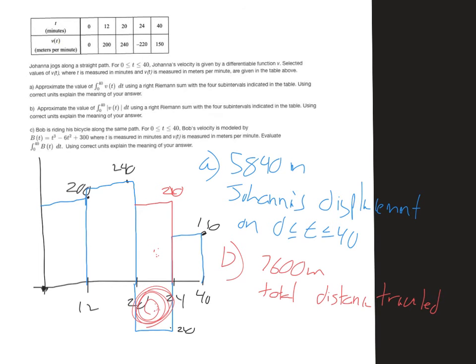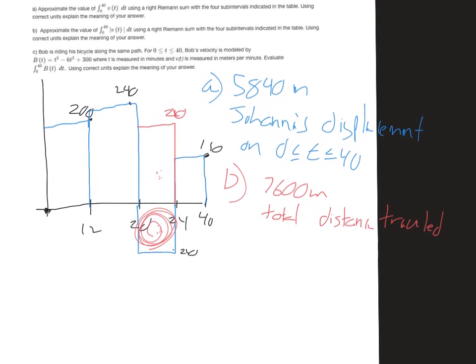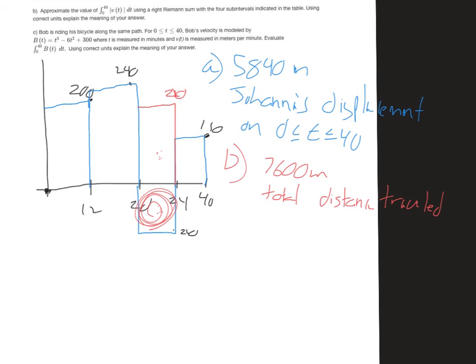All right, last one. Now we switch from talking about Joanna to talking about Bob. So Bob is traveling along the same path, and he has this different function. Instead of being given a table of values for our function, we're actually given an equation, so that's nice. And it wants us to evaluate the definite integral from 0 to t of Bob's velocity. So not too terrible here, just a little antiderivative power rule.